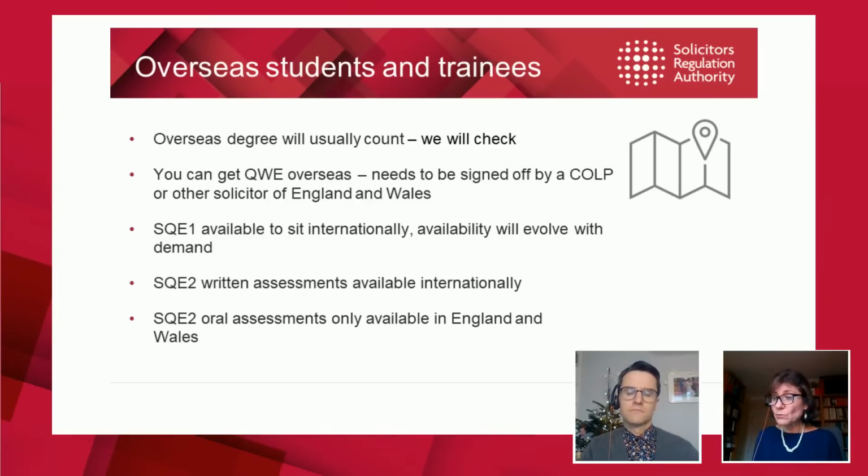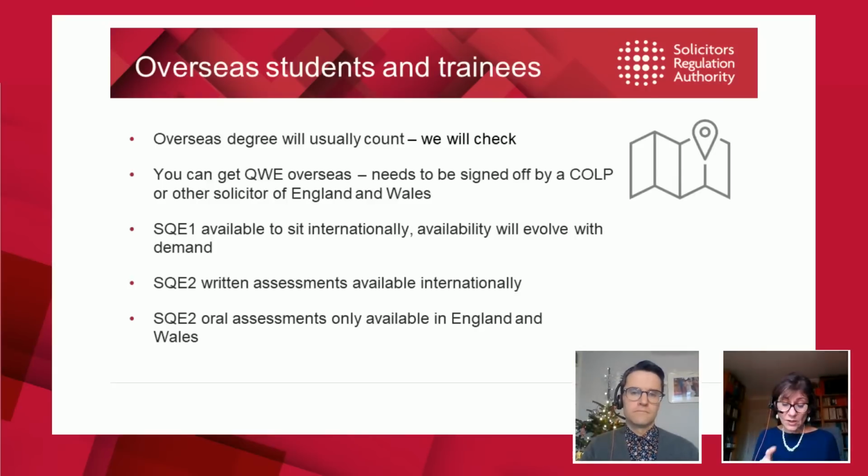So for this group of students and candidates, all the 4 elements of the jigsaw puzzle that we presented at the start will apply. So you have to demonstrate that you've got a degree. You do have to do qualifying work experience, but actually that can be obtained abroad. The thing to bear in mind, though, is that it must be signed off by a compliance officer for legal practice or another solicitor of England and Wales. So it must be signed off by somebody who we regulate, so we can be sure that that work experience has happened.